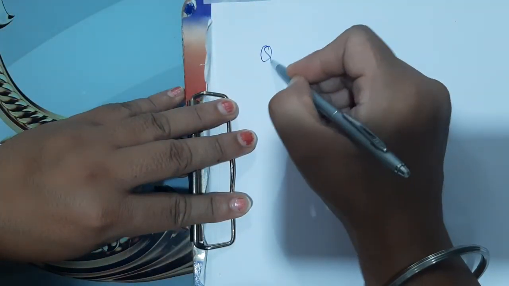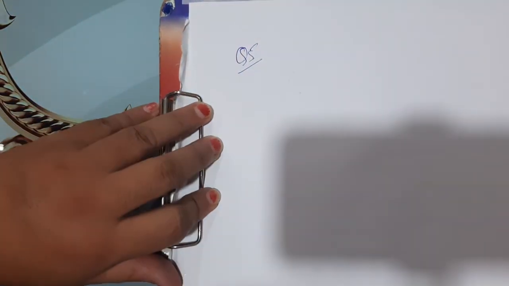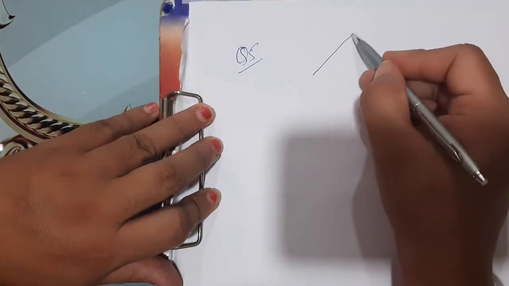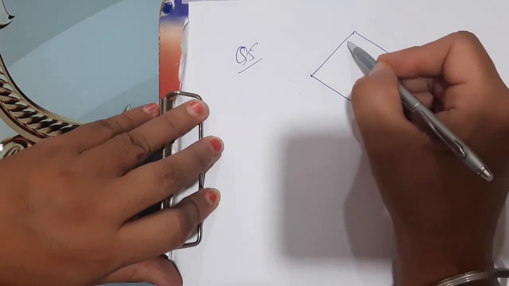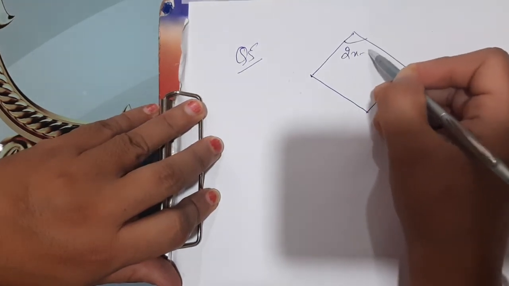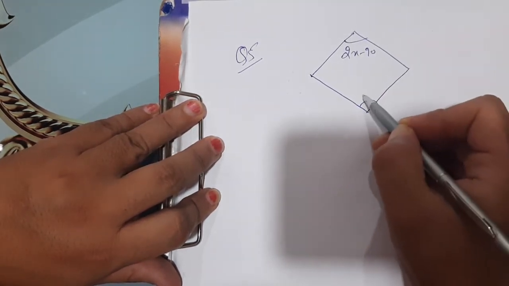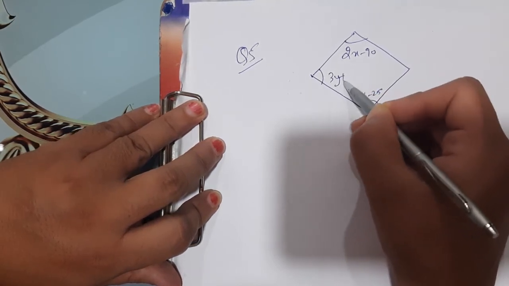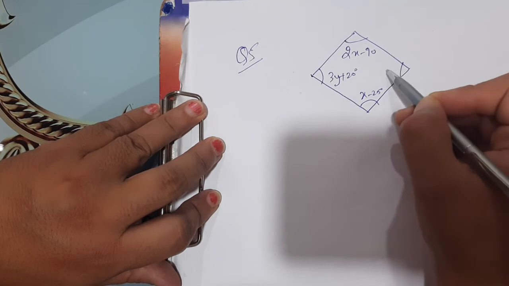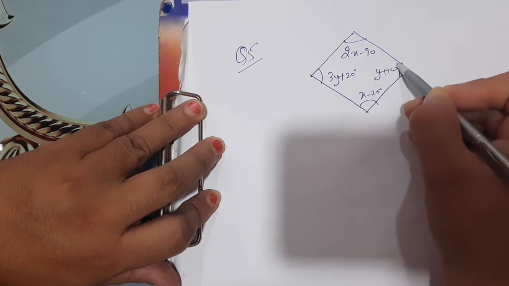Now in this fifth sum, beta, question number 5. What is given to you? There is a figure given to you. This is the shape of the figure given to you. In this figure, this angle is 2x minus 90, this angle is marked x minus 25 degree, this angle is marked 3y plus 20 degree, beta, and this angle is marked y plus 100 degree.